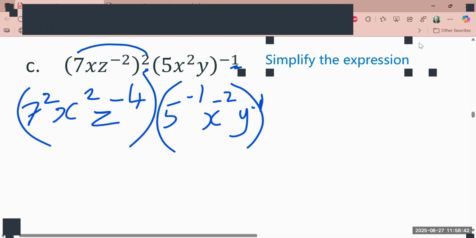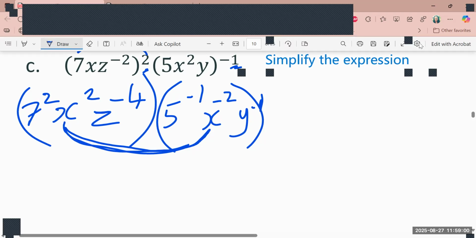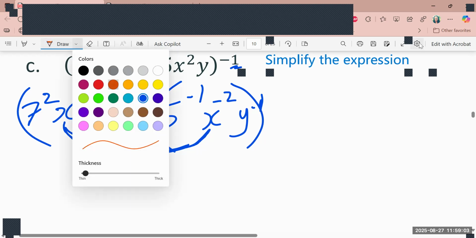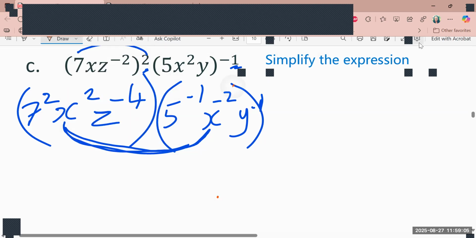I can do that. But by looking at x squared and x to the power negative, they have the same base and opposite exponents. So they can cancel out. Same base and opposite exponents, so they will cancel out. So that's one less than what we need.